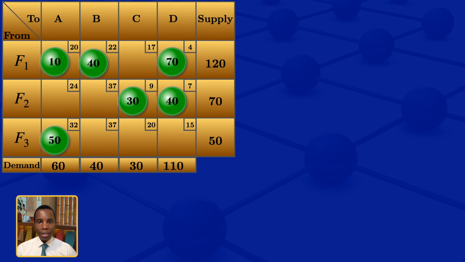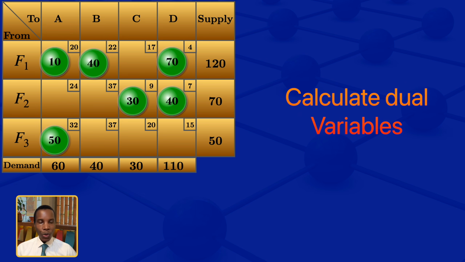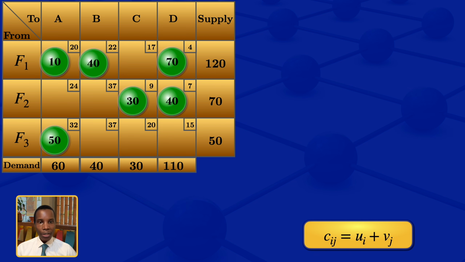We repeat the step of calculating the dual variables, the Ui and Vj for each occupied cell. So we use our formula, the one that we used before. Cij is equal to Ui plus Vj. So for each row, we would have a U. So we have a U1, a U2, a U3.